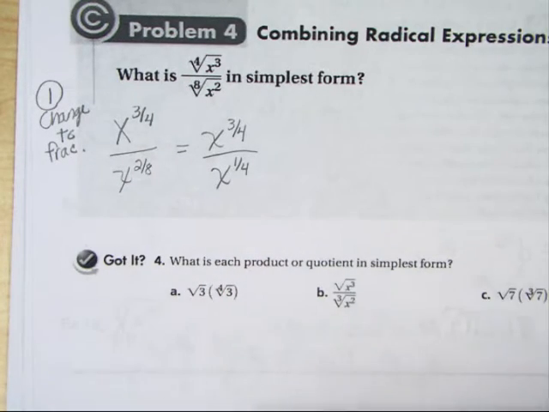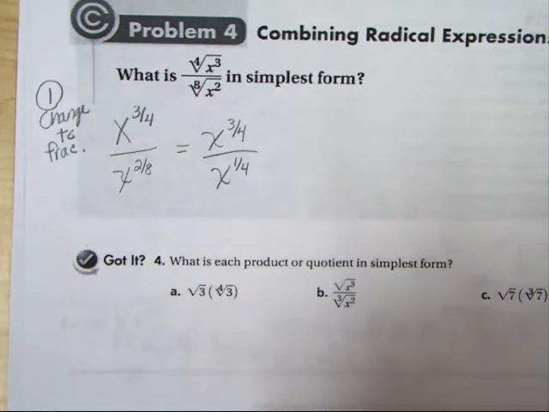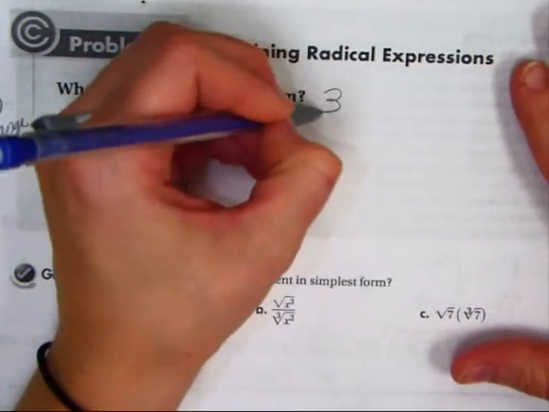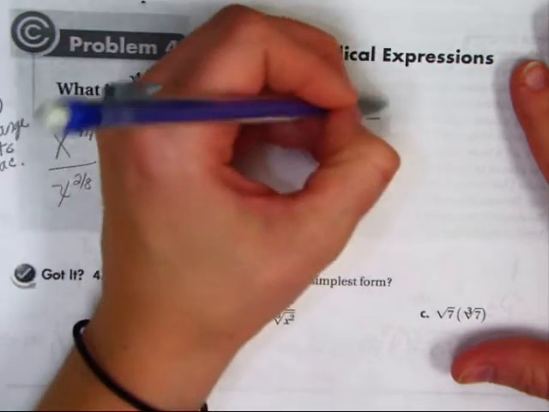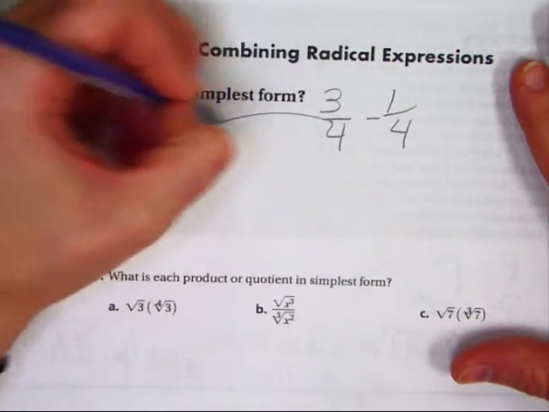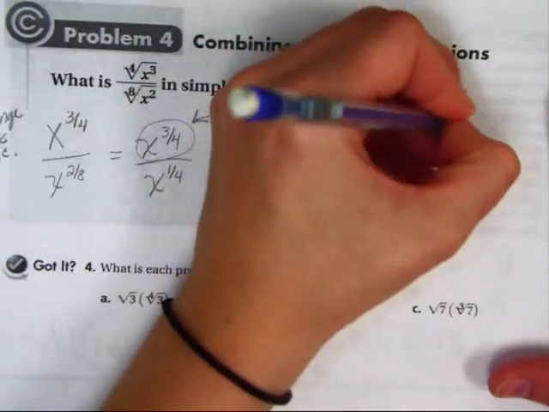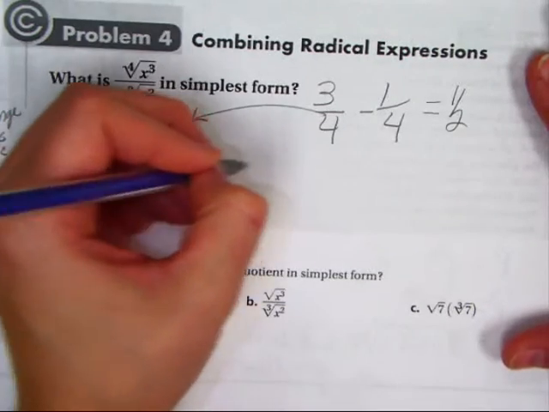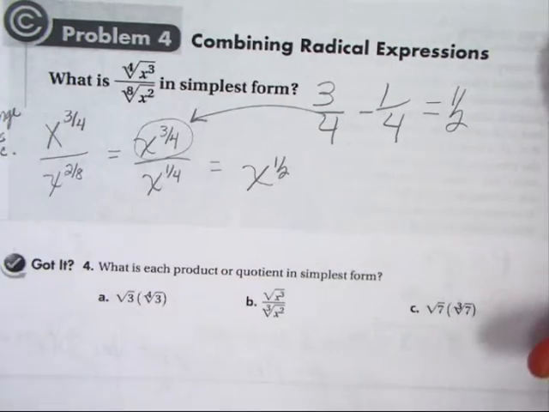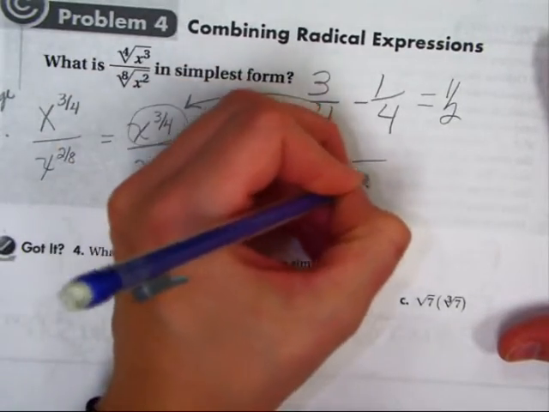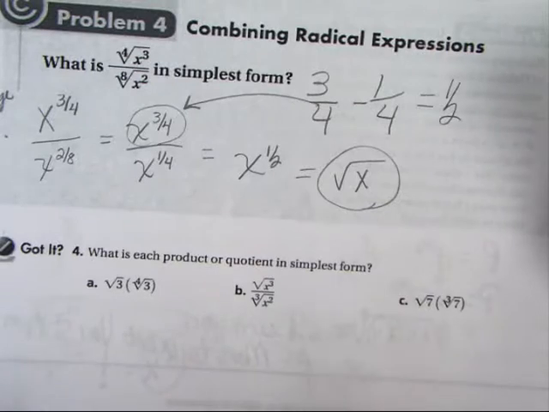Now I would ask you guys, because I'm weird, I would say, where is the party at? And you would tell me, well, it's bigger on the top. Alright, so we are going to do 3/4 minus 1/4. And what are we going to get? 3/4 minus 1/4 is 1/2. So that means I get x to the 1/2. When they ask for it in simplest form, I expect you to put it back into a radical. Moving on.